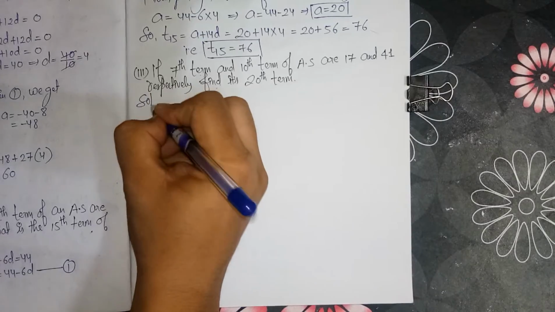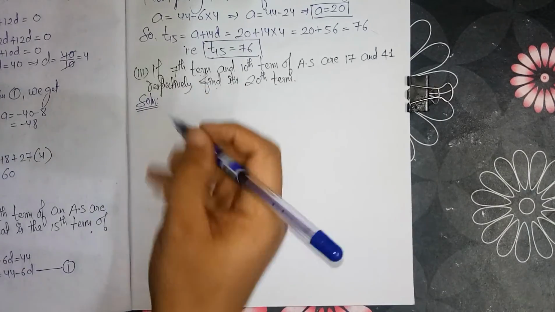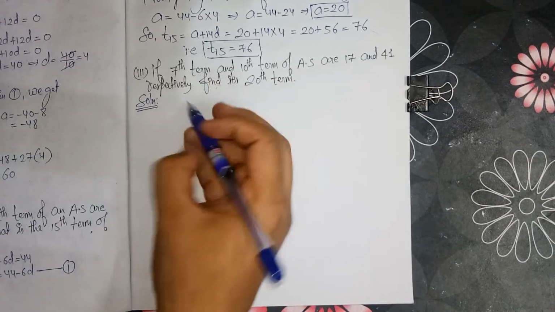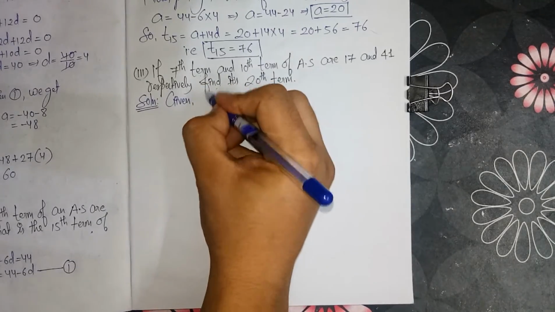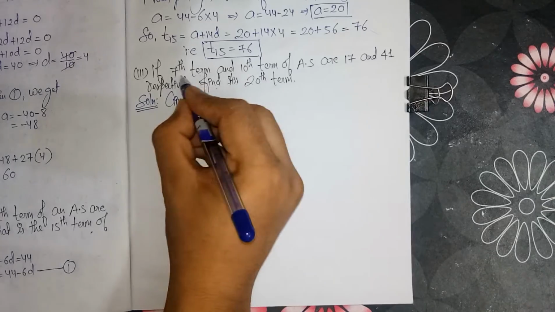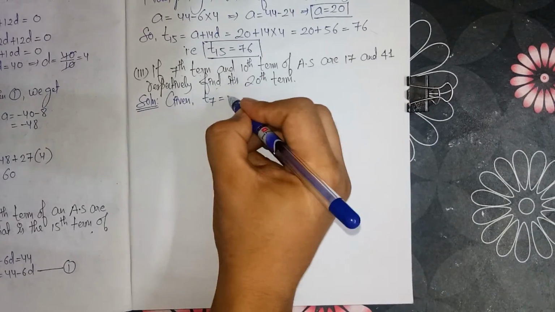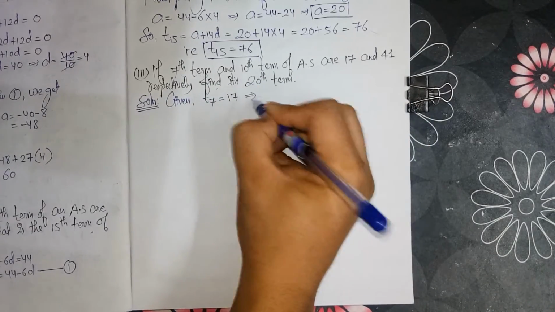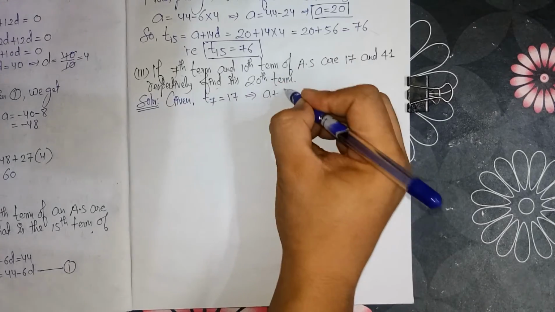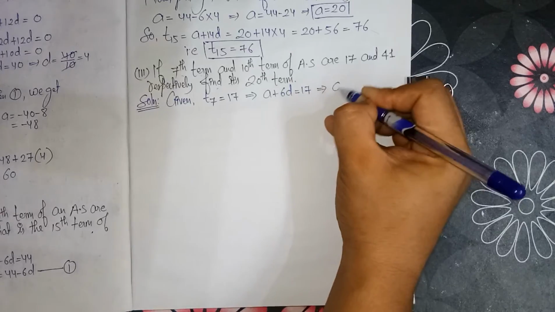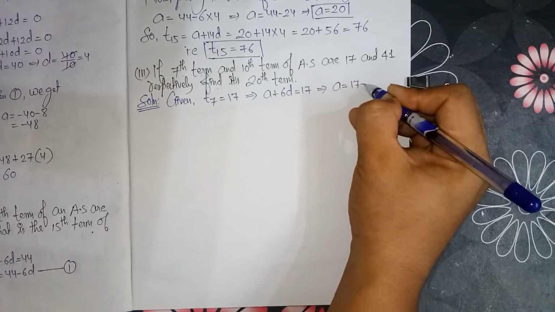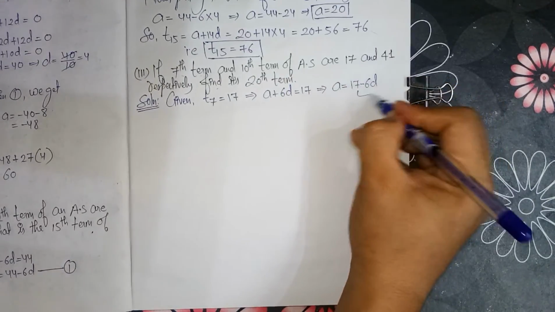Solution. Now given T7 equals 17, which implies in place of T7 we can write a plus 6d equals 17, which gives a equals 17 minus 6d. This is equation 1.